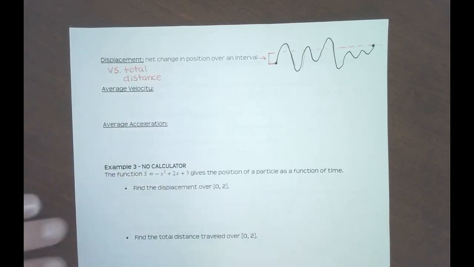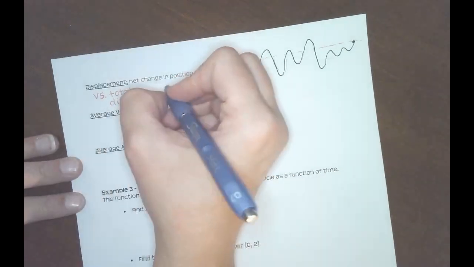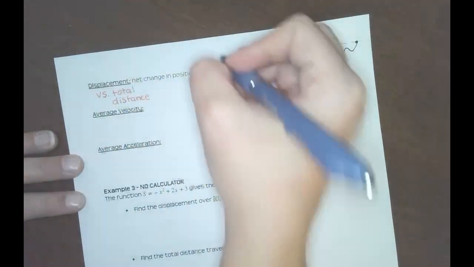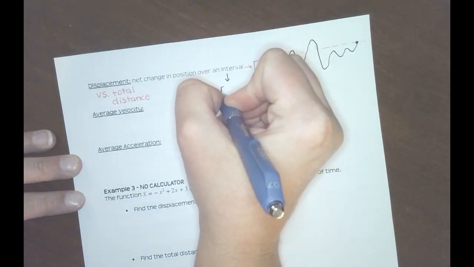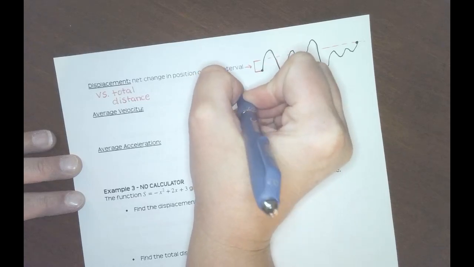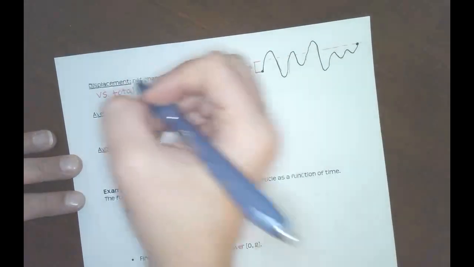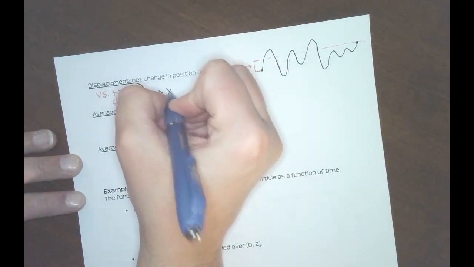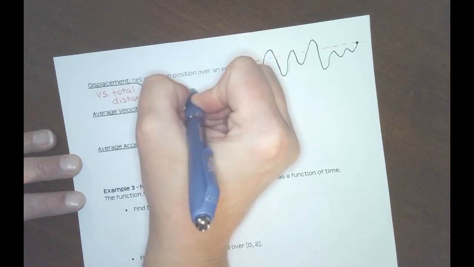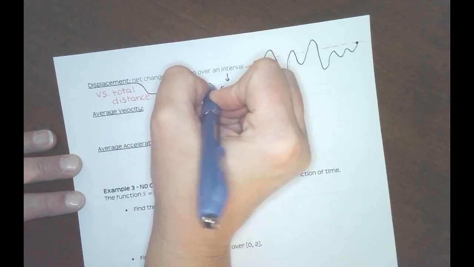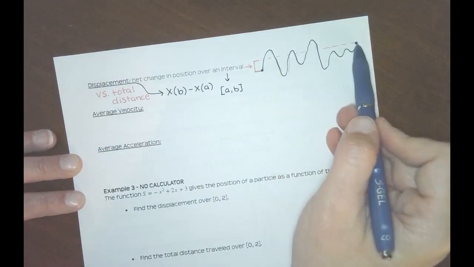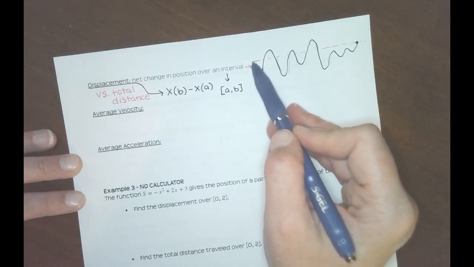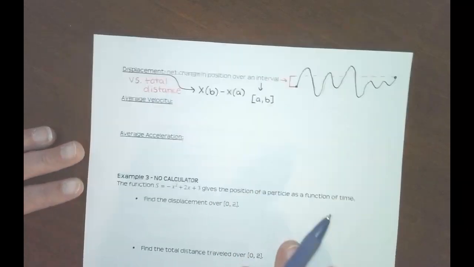Total distance adds all of it together, and we're going to have to talk in a minute about how we're going to figure that out. But for displacement, if you're looking at an interval, let's say our interval is from A to B, to find the displacement, we're going to find the position at the end of the interval and subtract the position at the beginning of the interval. So we would find where did I stop, where did I start, and then subtract these two things to figure out what that distance is in between them.